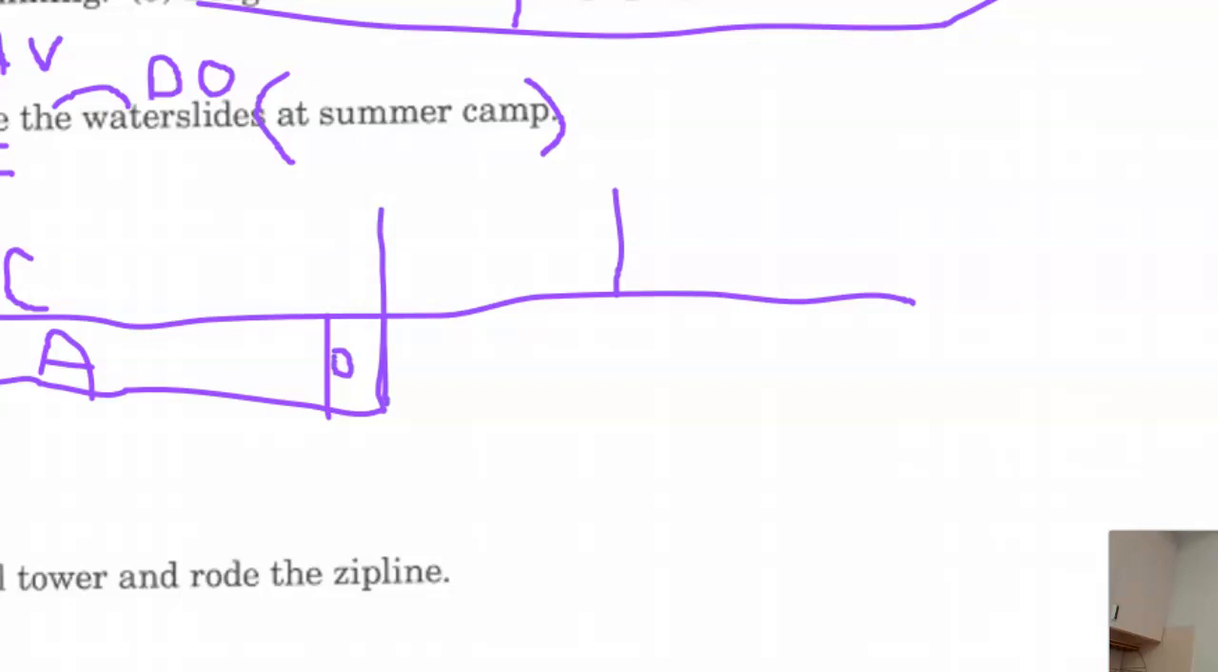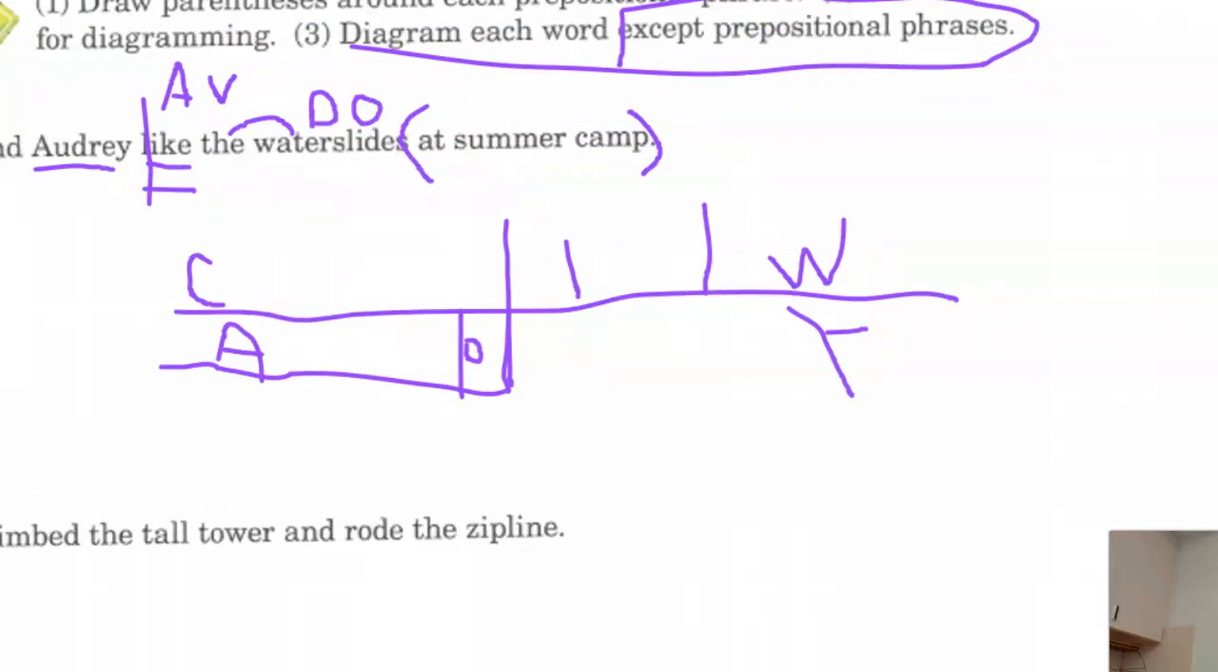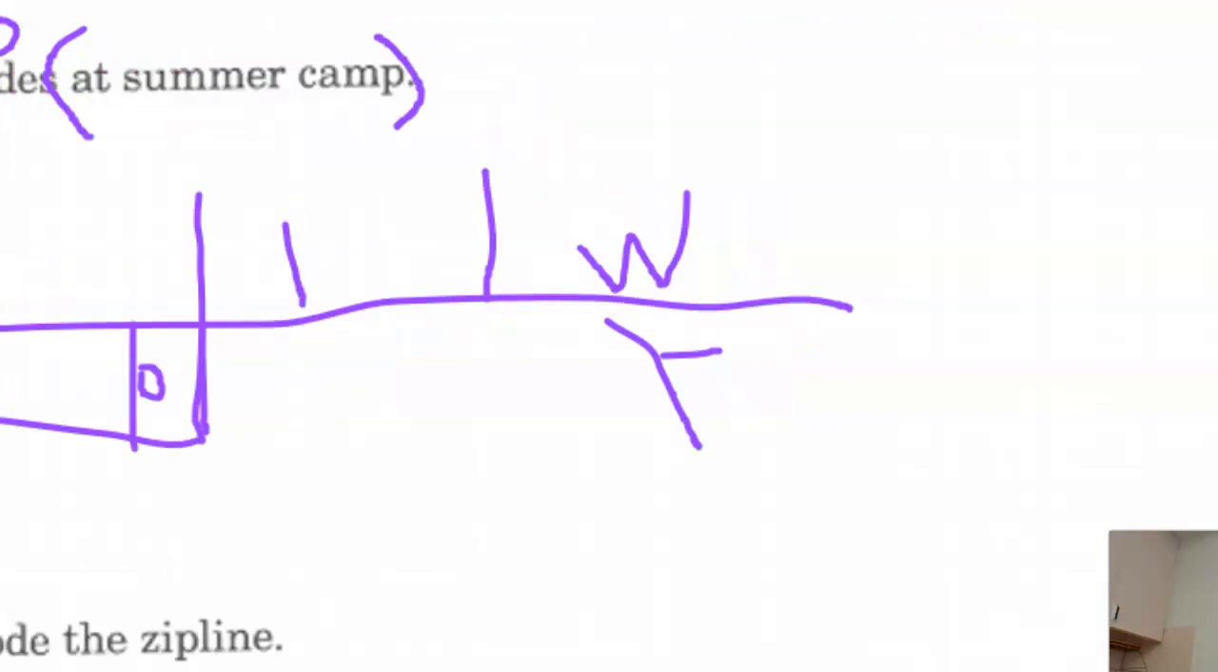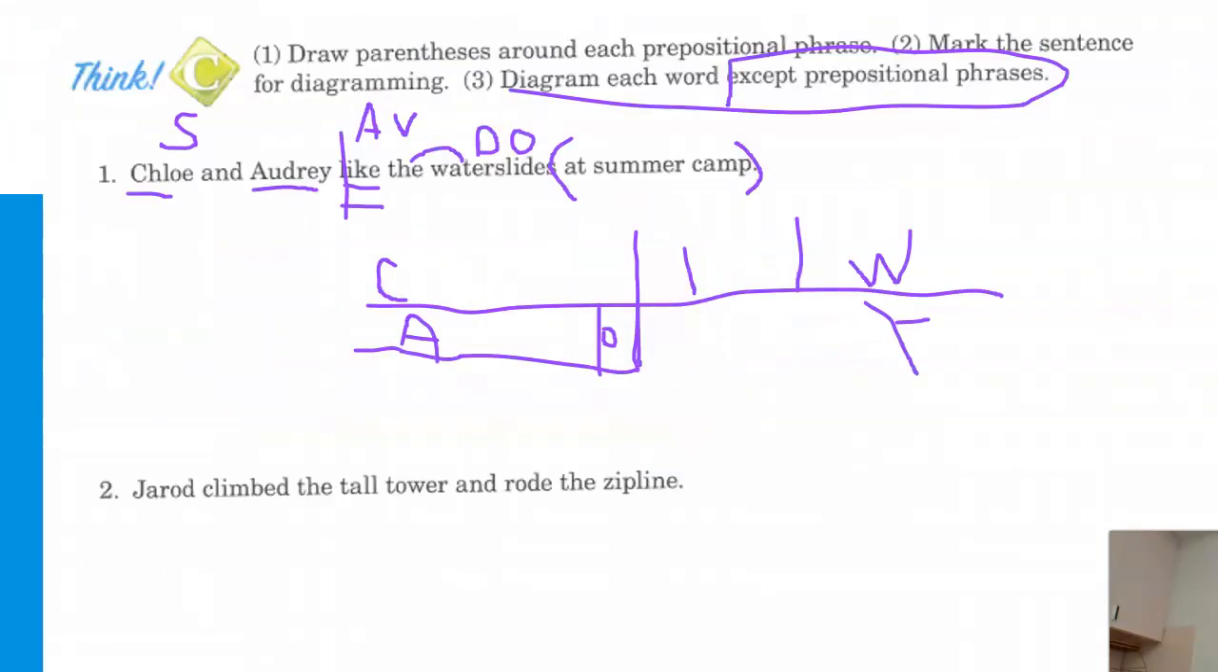And then we have, sorry, that's a really bad sideways A. We have like, and we have water slide, and then we should have the that is describing water slide. So it's definitely not the prettiest diagram that I've done. However, it does show you we had a compound subject, action verb, and a direct object.